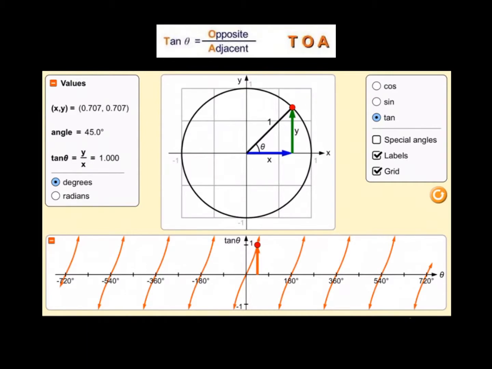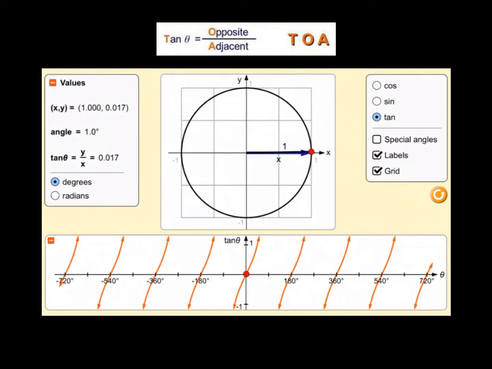And if we drag our point all the way to an angle of 90 degrees, that means our opposite side is 1, but our adjacent side is now gone. It's 0. 1 divided by 0 is impossible. We're not going to have any data there. That's why we have an asymptote right at that line. And this is why we get the weird looking graph for the tangent function.